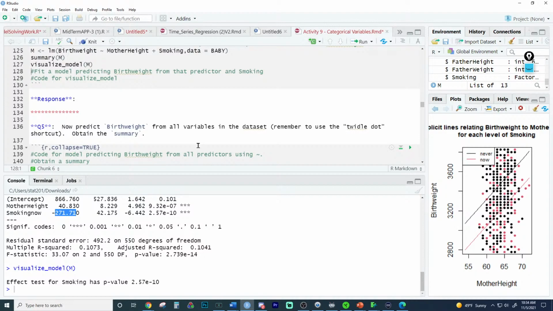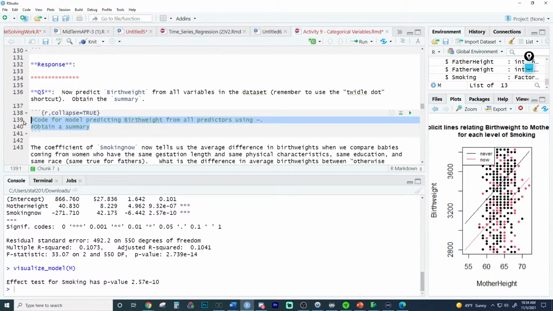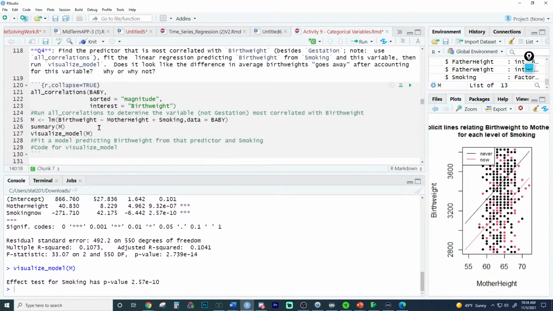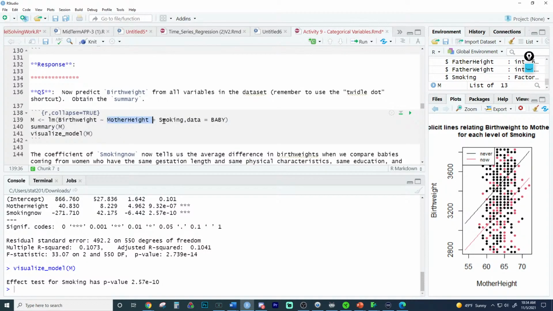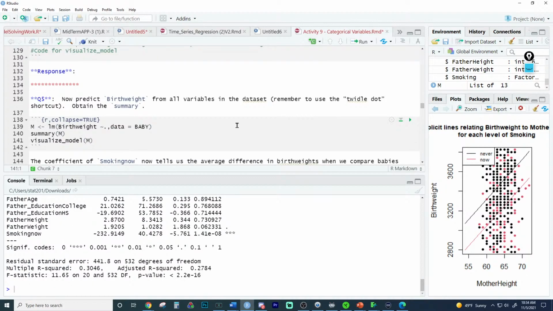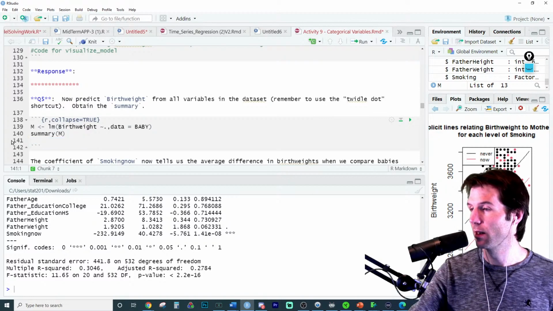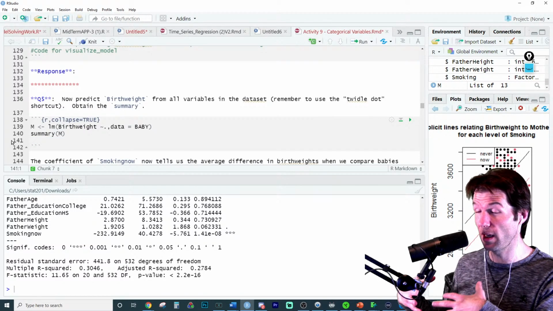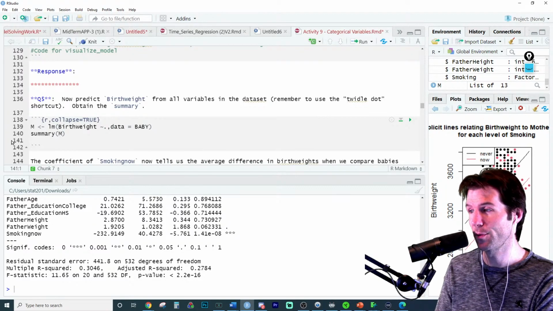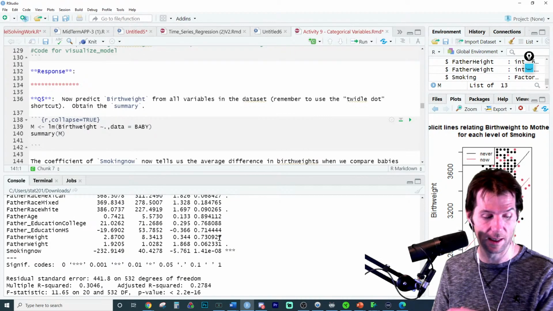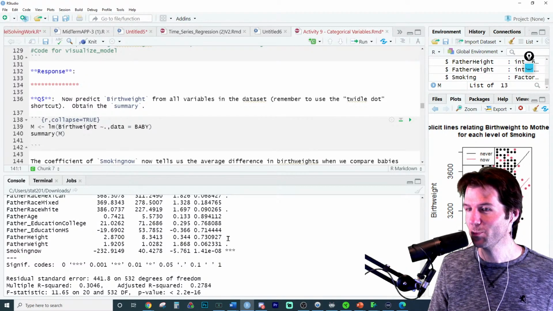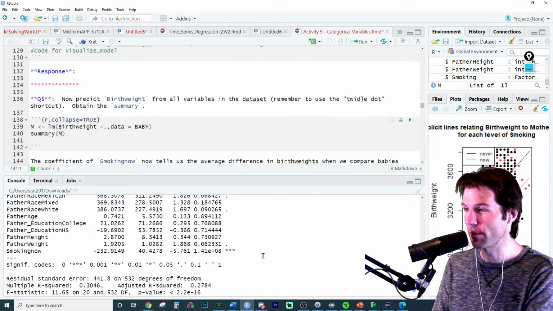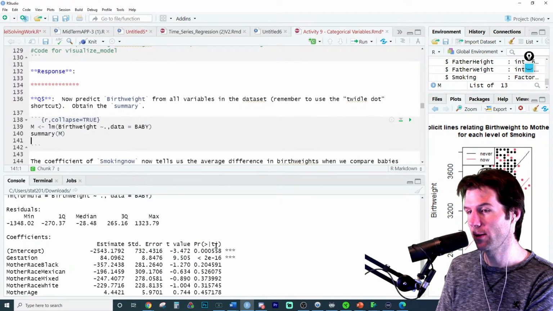Predict birth weight from all the variables. So very, very similar code once again with what we're doing right here. If we predict from all the variables, we're just going to drop in here and do a twiddle dot, and this will do every single variable. Now, we can't visualize this one because multivariate visualizations can get pretty complicated and it just doesn't visualize. So unfortunately, we don't get a visualization for it. But we do get the summary. Here's our summary right here.